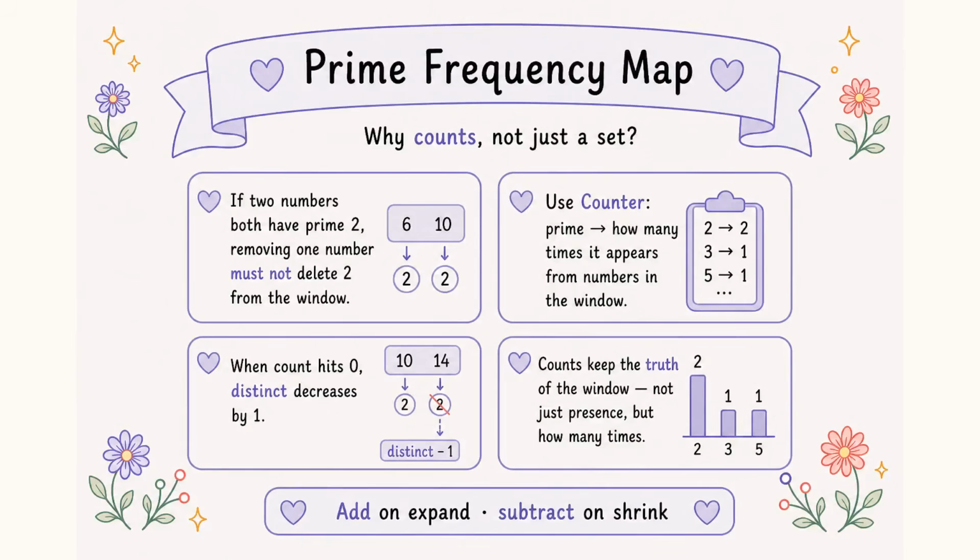Why a frequency map, not only a set? Because two numbers can share the same prime. If both 6 and 12 contribute 2, removing only one number must not delete 2 from the window. So keep a counter. Each prime maps to how many times it currently appears. When a count drops to 0, distinct decreases by 1. Add on expand, subtract on shrink.